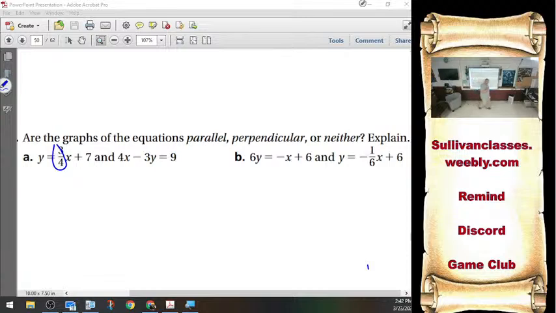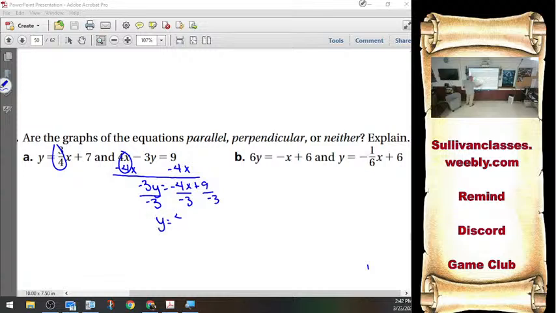Okay, I'm tempted to just let this keep going, but I'll subtract 4x. Negative 3y is negative 4x plus 9. Divide everything by negative 3. Negative over negative is positive.